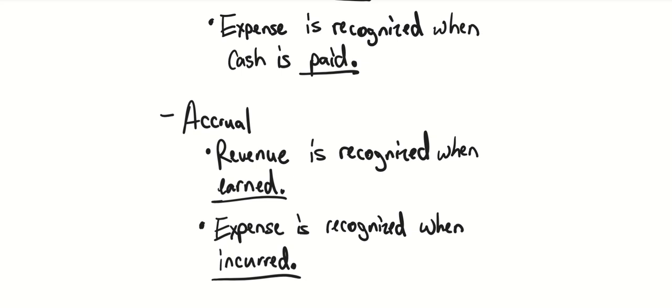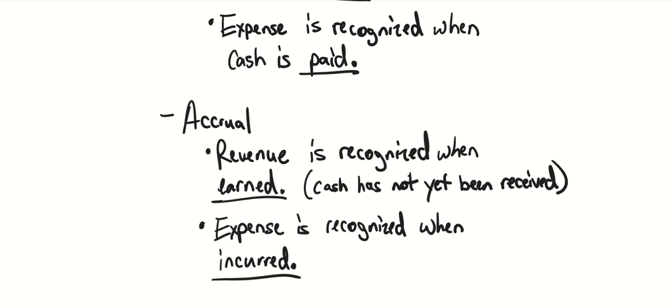Now, when it comes to the accrual method, slightly different here. So under the accrual method, revenue is recognized when earned. So whenever services are provided to a client or a customer, that's when you recognize the revenue, even though cash has not been received yet. Okay, so here I'm going to put on here cash has not yet been received.